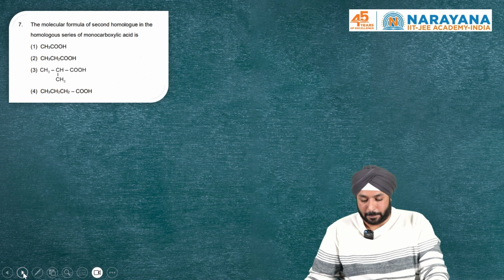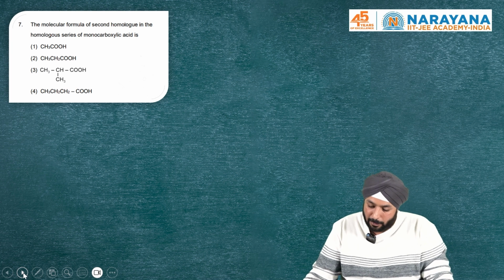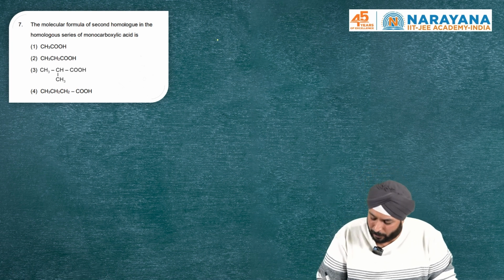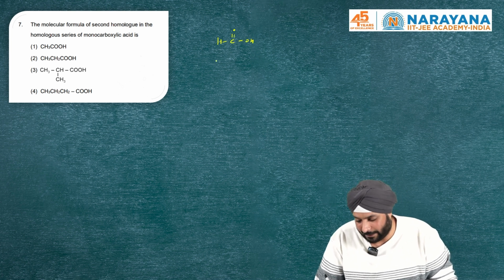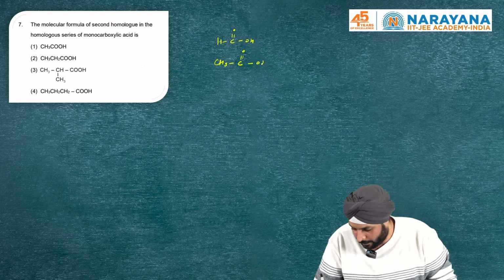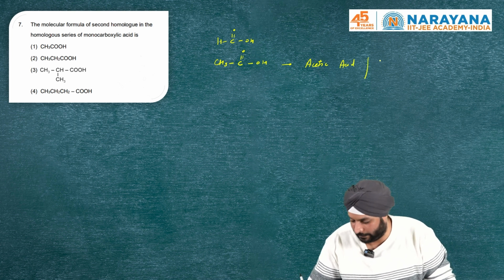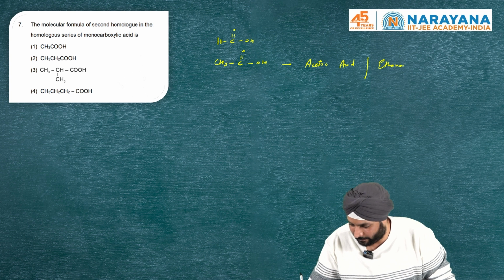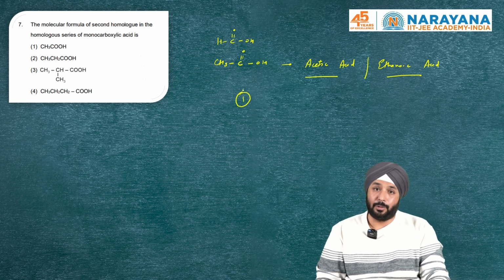Now question number 7. The molecular formula of the second homologue in the homologous series of monocarboxylic acid is very simple. The first carboxylic acid is formic acid, the first homologue. For the second, add a CH2 group over there. So this is acetic acid or ethanoic acid. That's the second homologue. Straightforward question, simple question. So the correct option should be answer number 1. We'll go to the next question.